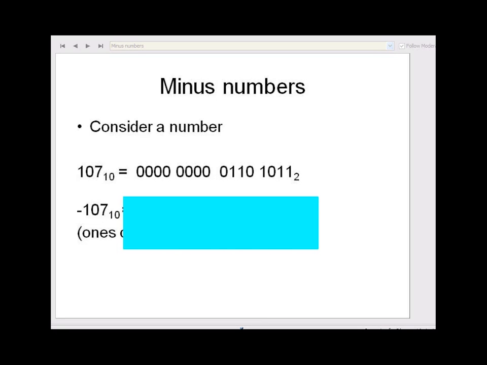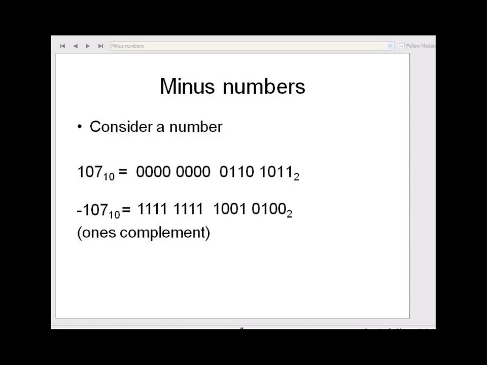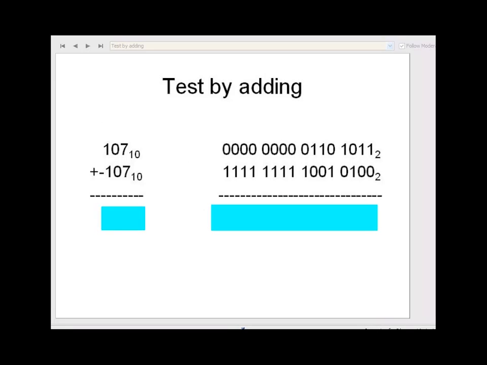Our first guess would be just to swap all the ones and zeros. It's called ones complement. Complement just means the opposite of. So ones complement would be just swapping all the ones and zeros. And so instead of 0, 0, 0, well, you can see what it is. You swap all the ones for the zeros. Now, to check if that's correct, we do addition. 107 plus negative 107 is 0.